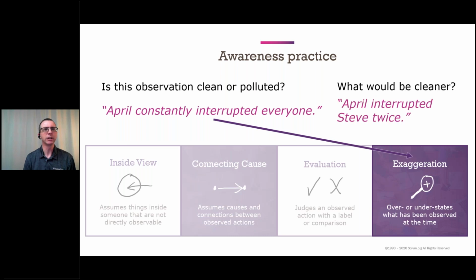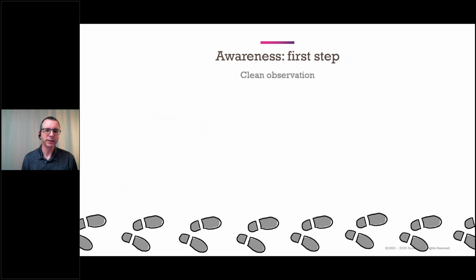So what could I do? April interrupted Steve twice. And maybe she interrupted somebody else too, and that could be an observation I could make. So we're trying to get ourselves back to things that are factual, so that we can set aside our assumptions and conclusions for a minute. And what we've been practicing is this first step.